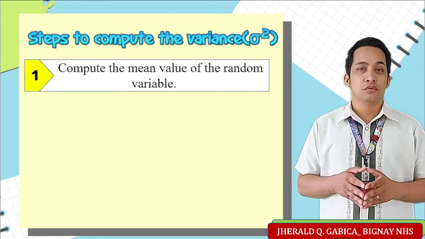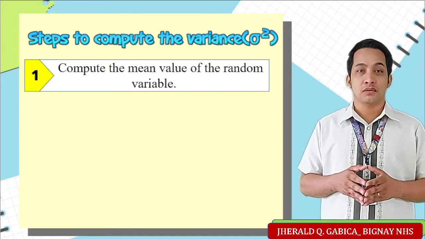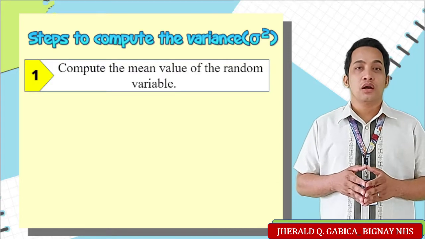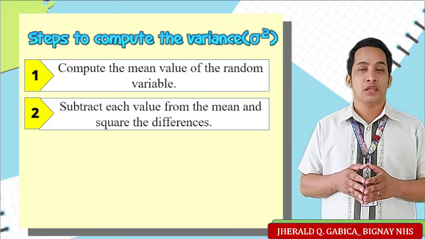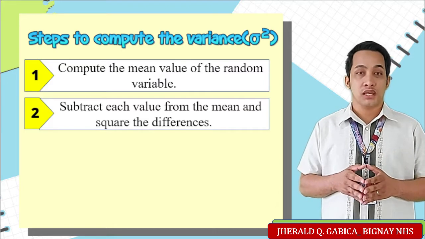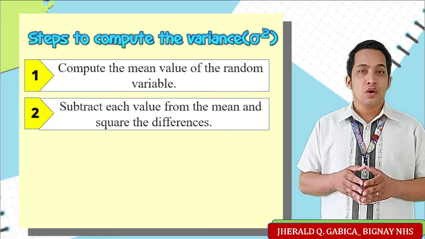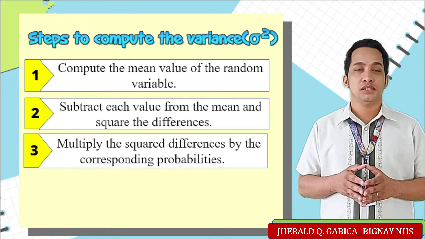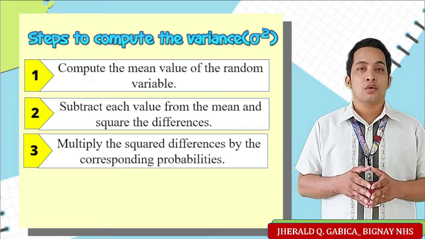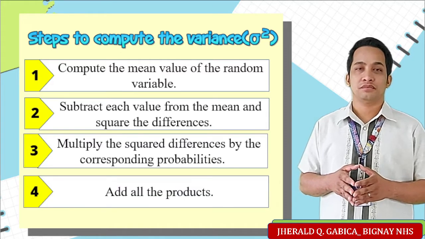Step 1, we compute the mean value of the random variable. Step 2, we subtract the mean from each value of the random variable x and square the differences. Step 3, we multiply the squared differences by the corresponding probabilities. And step 4, we add all the products.